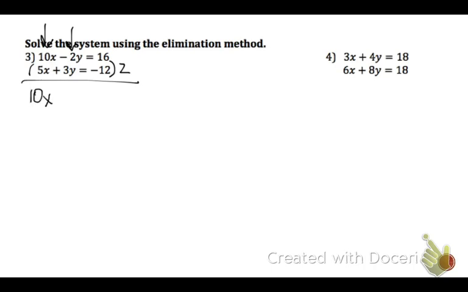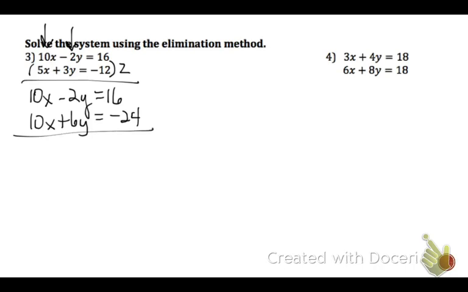So the first thing I'm going to do is just rewrite my top equation. Then, as long as you do everything to the terms in an equation, you don't change its value. It will still all be equal. Now, my signs are the same with my 10x's, so I'm just going to subtract everything. 10x minus 10x is 0, and that's good. I want one of my variables to eliminate.